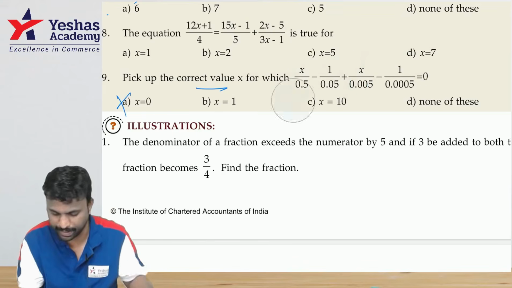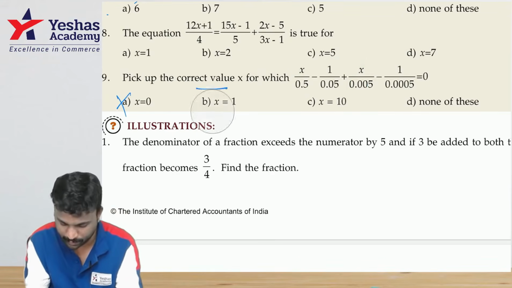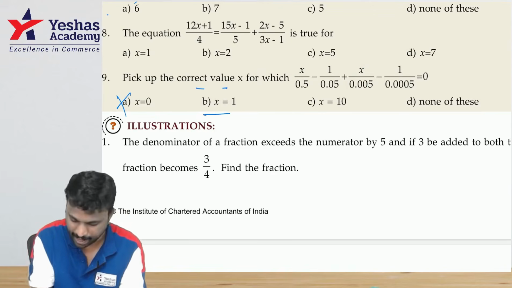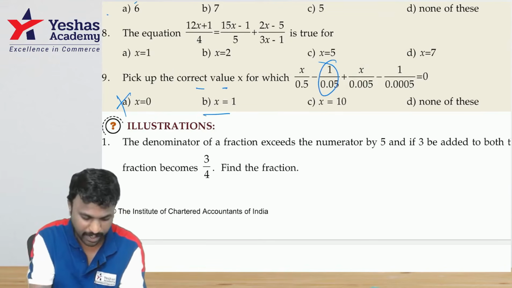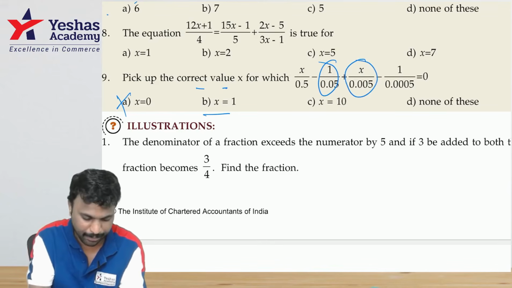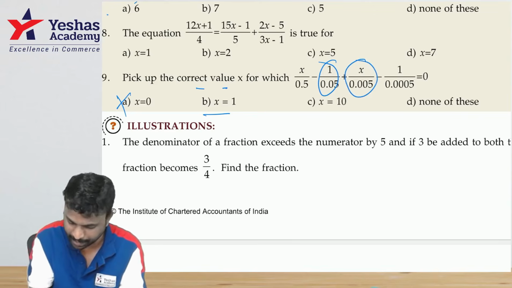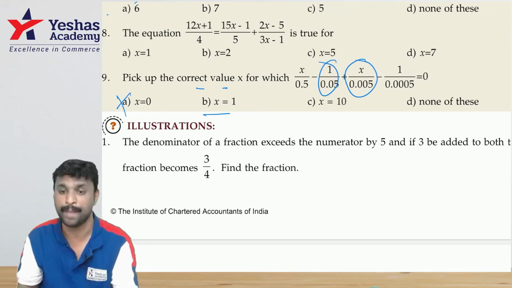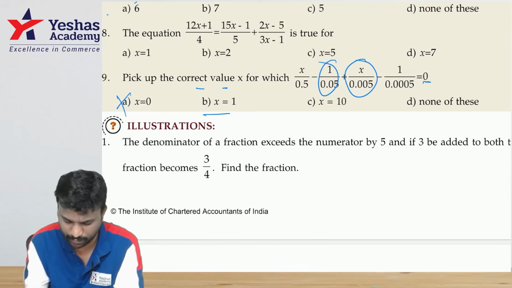How about option B, guys? If I hit option B, that is x value equal to 1, what happens? 1 divided by 0.5 M plus. Next, 1 divided by 0.05 negative, so M minus. 1 divided by 0.005 positive, so M plus. 1 divided by 0.0005, it's negative, so M minus MRC. Minus 1818 you are getting, it's not equal to 0, so option B doesn't satisfy.